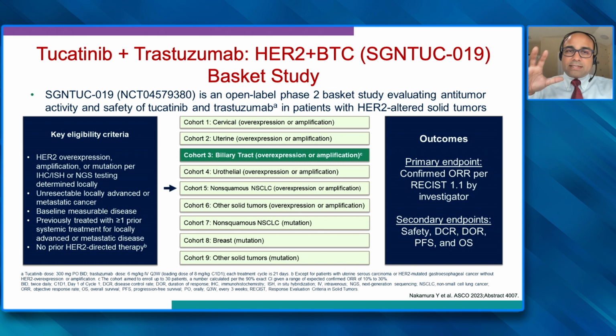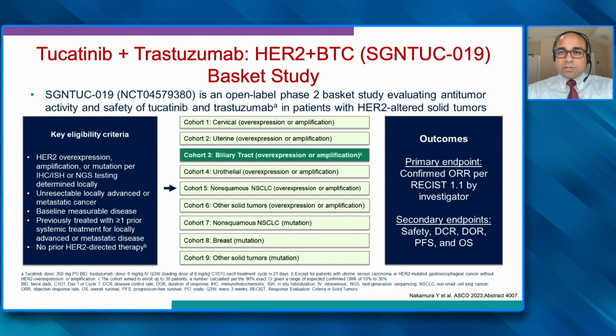This is a part of a basket study that was done for trastuzumab and tucatinib. Again, you would notice that all of these tumors exclude HER2 amplified breast cancer, right? I mean, yeah, there are mutations here, but these are not amplifications, whereas it allows overexpression and amplification in pretty much all other subtypes, right? And what you would notice is in non-squamous non-small cell lung cancer, they allowed overexpression and amplification, but didn't allow mutation because there's already data regarding activity in mutations.